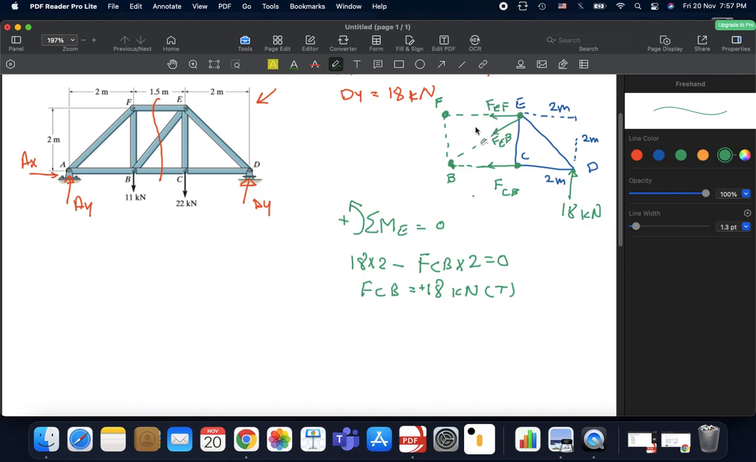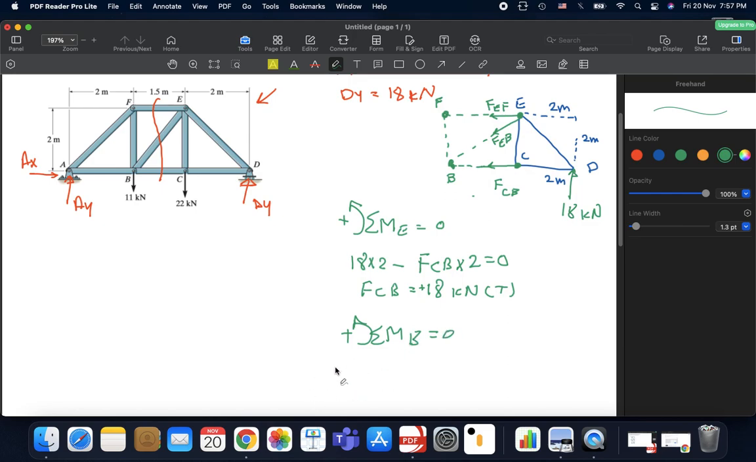Or you could find moment about point F. But the perpendicular distance is somehow probably confusing here between FEB and F. Not really difficult, but somehow confusing. So I would rather work with the moment about point B. So again, this direction, moment is positive, summation of moment around B equals 0.